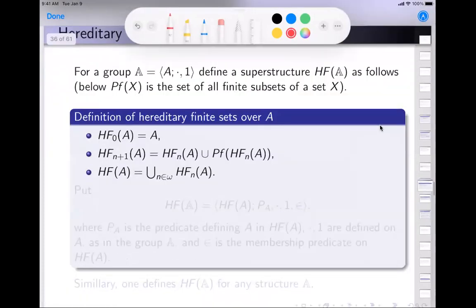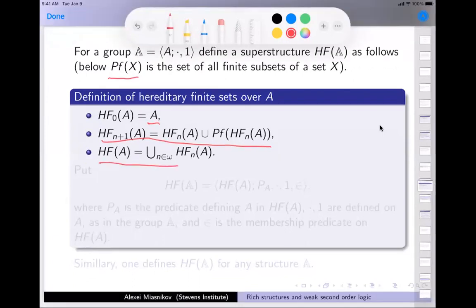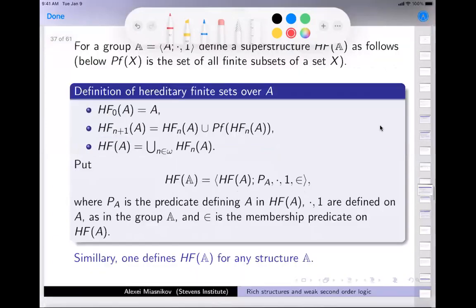First, you define the set of hereditary finite sets. P_F of X is the set of all finite subsets of X. You start with A, then take A and all finite subsets of A and keep going like that. On each next step, you take what you've got and add all finite subsets of what you've got already, and then take a union. So the structure is this set, with the predicate P_A, which defines A.